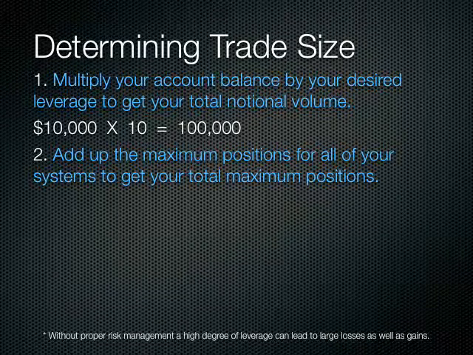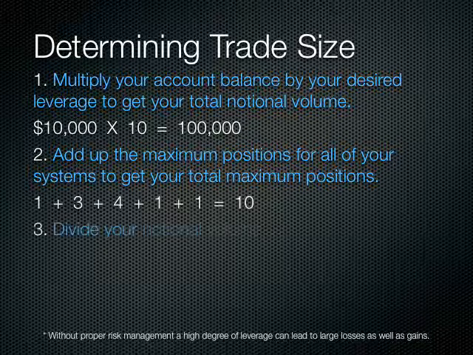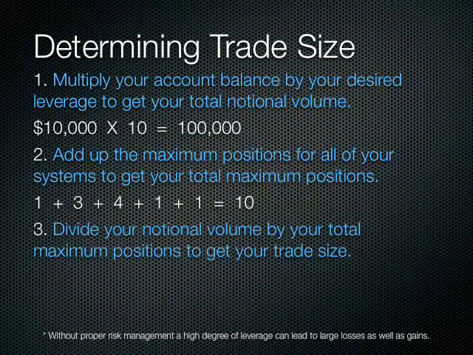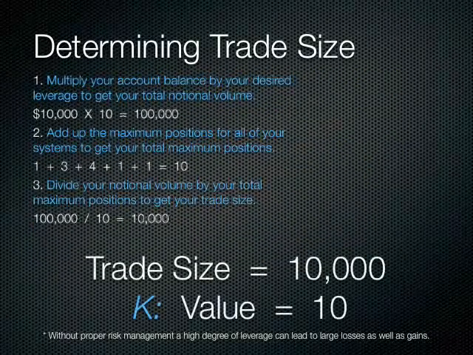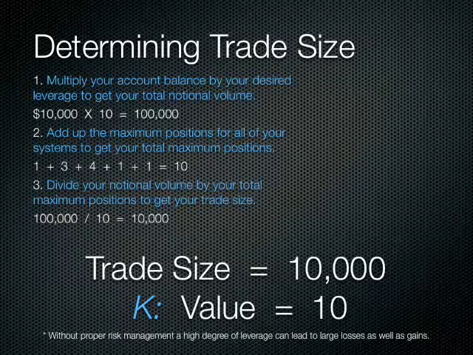Add the maximum number of positions for all of your systems to get the total number of positions your portfolio could generate. This gives us a total of 10. Divide your notional volume by your total number of positions to get your trade size. We take 100,000 units of currency and divide this by 10 to get a trade size of 10,000 units of currency, which is one mini lot. Because the value K is in thousands, our K value will be 10.